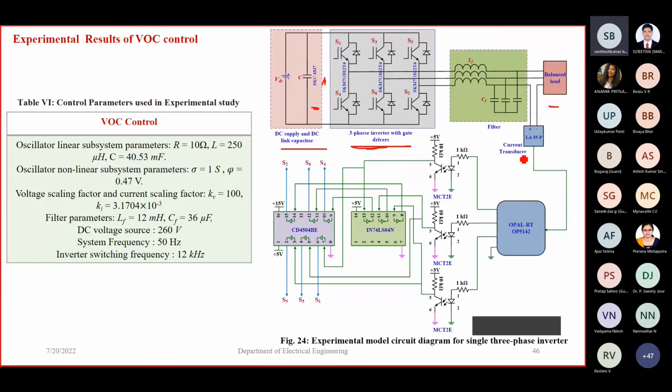I'm using an LA55P current transducer to sense the current. The main advantage of this control is that by using the current feedback signal, we can get the desired voltage and frequency. There is no need for any average value from the feedback signal; it acts instantaneously. Similarly, I'm using an OPAL-RT for generating the PWM signals to the inverter. And this is my overall experimental setup.